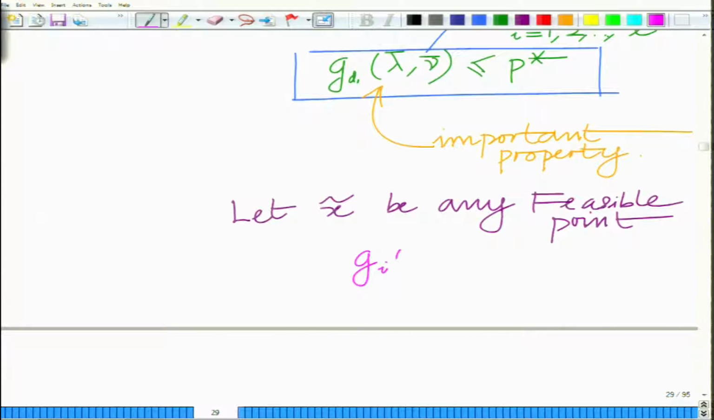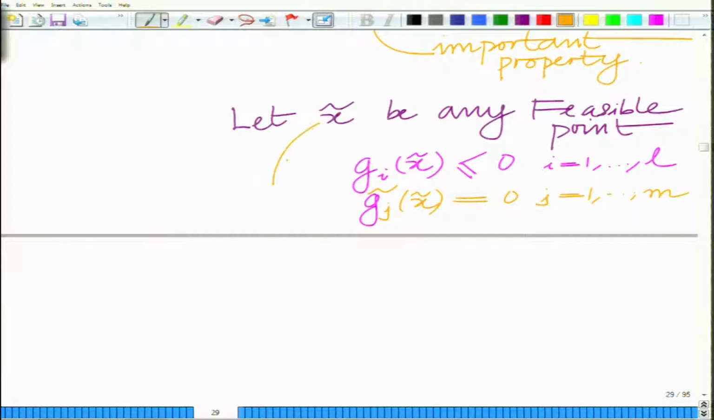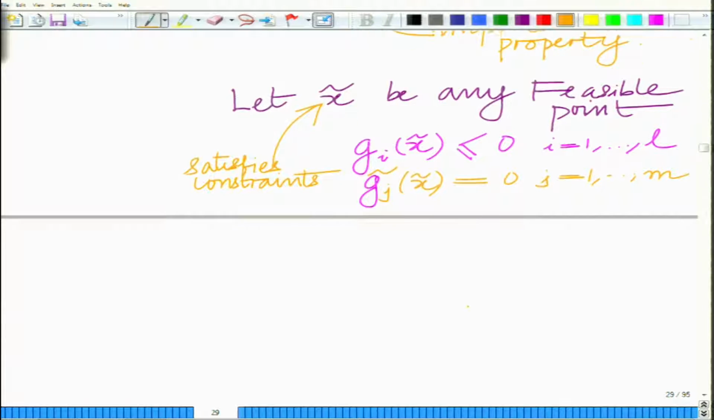you have g_i of x tilde less than or equal to 0, i equals 1 up to L, and g_j tilde of x tilde equals 0, j equals 1 up to M. So, this is a feasible point in the sense that this satisfies the constraints.